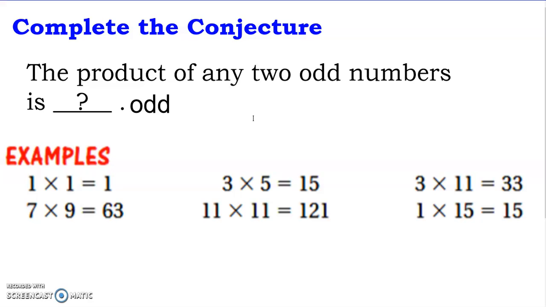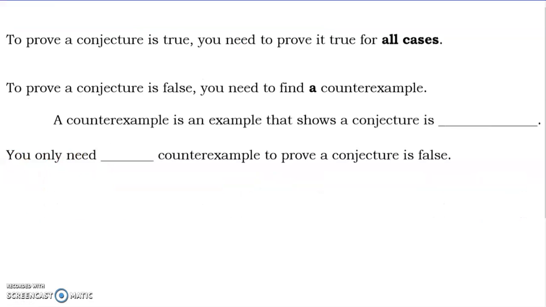Difference means subtraction. Divisible means division. And just a reminder that integer means a whole number, so not a fraction. And we can have positive integers like 1, 2, 3, 4, 5. We can have negative integers like -1, -2, -3, -4, -5.